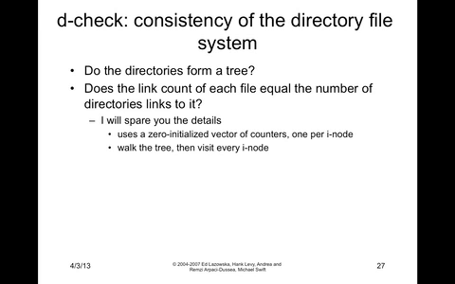One check is, does the number of links in directories, so does the number of times that an inode shows up in different directories, equal the link count in the inode? Because the inode is supposed to have a counter of how many different directories this file shows up in. So anytime we have redundant information that we can calculate and store, we can compare those.